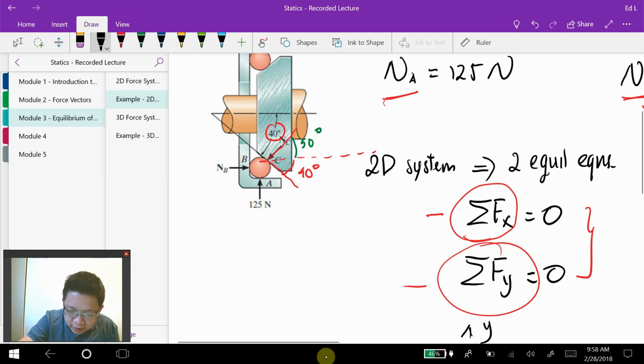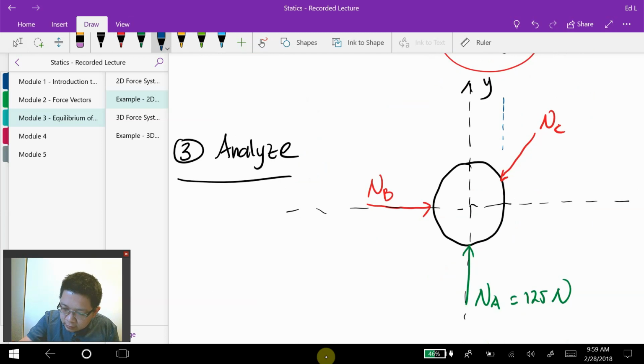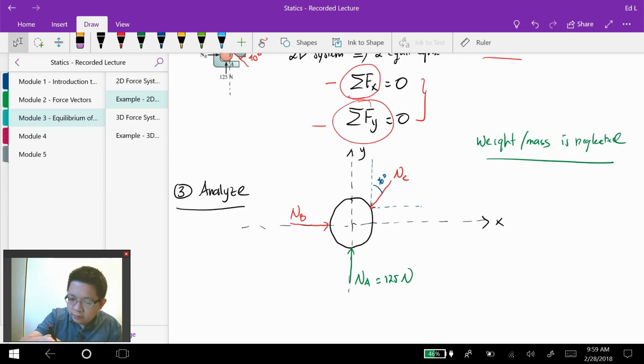Okay, and then if I can sketch a vertical line right there, okay, this line in here is perpendicular. Okay, so I know that the angle right here is 40 degree. Since that angle is 40 degree, I can draw a vertical line that this is the 40 degree right there. And I can draw the component of the force NC with respect to the X and Y axis. So this is going to be NCX, and this is going to be NCY.